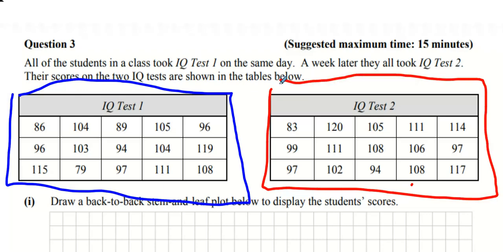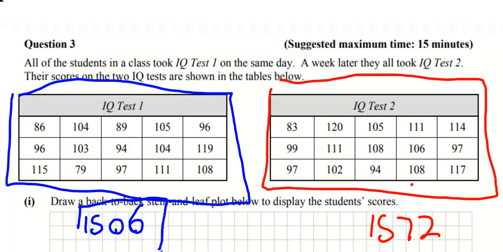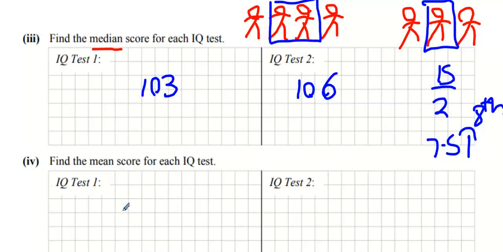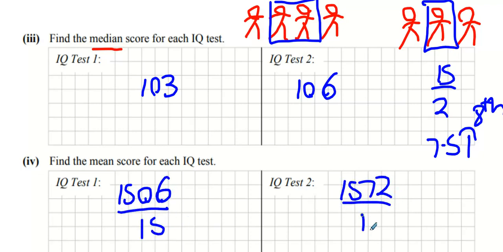So you're going to add up all the numbers and you're going to divide by 15. Okay, guys. So what happened was we added them all together. 1506 is what we got, and that's what we'll work with. And the rest of you guys got 1572. So we go back, and we do 1506 divided by 15, and then 1572 divided by 15.